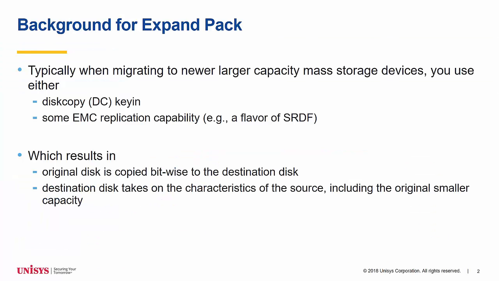Refreshing hardware usually entails replacing old disk subsystems. Migrating the data from an old disk to the new disk can be done by reloading files, but this can be a time-consuming process. The more typical method to migrate data to a larger capacity mass storage device is to use either disk copy or some EMC replication capability such as SRDF. This results in an exact copy of the original disk. The destination disk takes on the characteristics of the source, such as being fixed or removable. It also has the same capacity, even though the new disk has a larger capacity.